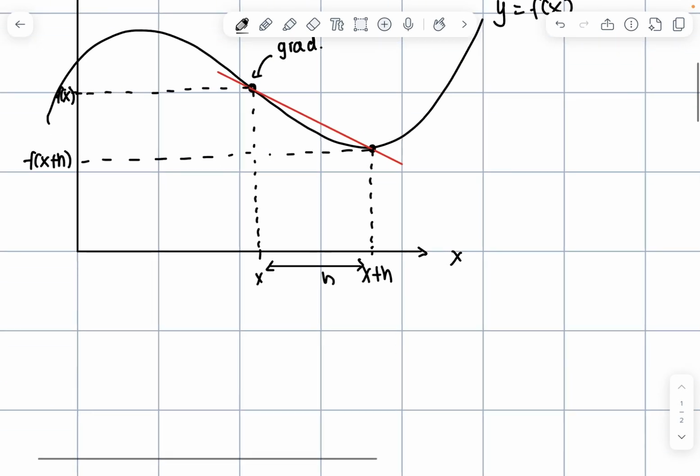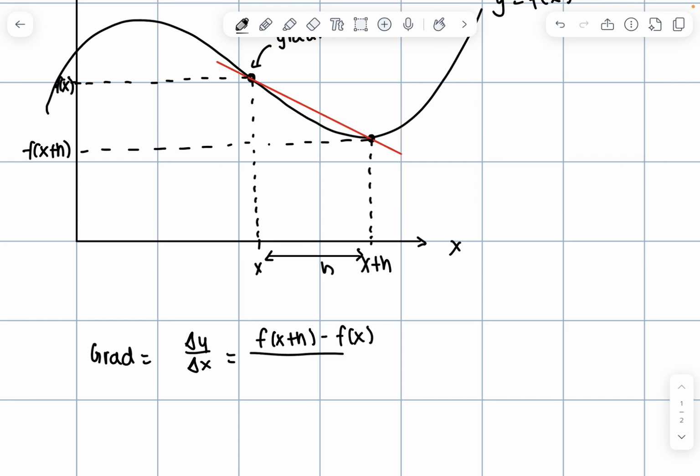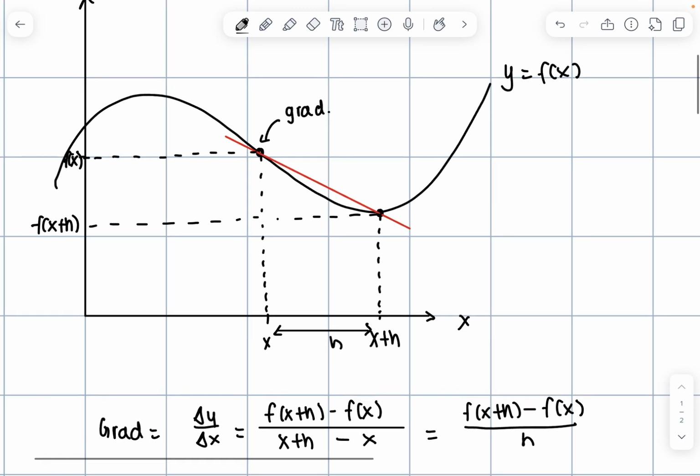So they just worked out from this the gradient of that secant line. Now the gradient being the change in the y values over the change in the x values. And that will be f of x plus h minus f of x, divided by x plus h minus x. And that's just equal to f of x plus h minus f of x over h, because the x's cancel out. So obviously that's not a perfect approximation for the gradient at this point here.